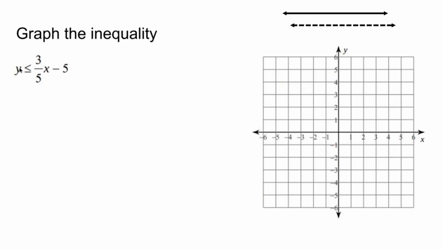Graph the inequality y is less than or equal to 3/5 x minus 5. The way you graph an inequality on a coordinate plane is you start out by treating it like it's a regular old y equals mx plus b problem, where the number in front of x is your slope and the number that's floating around is your y-intercept, as long as y is all by itself.